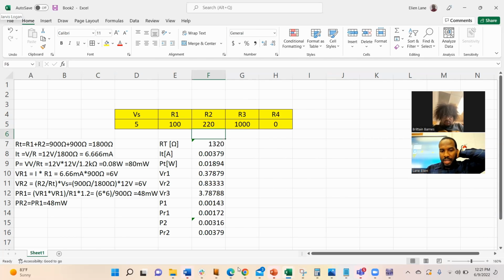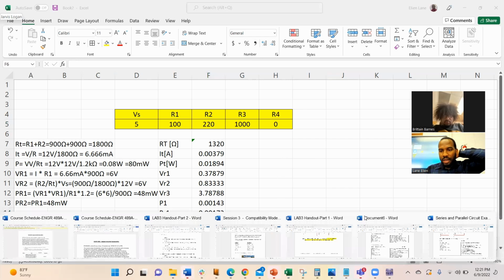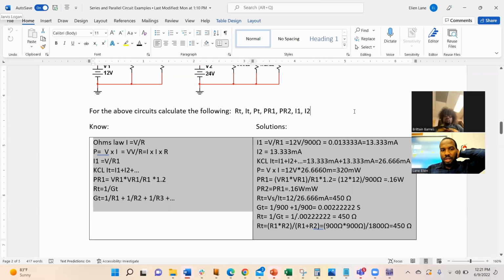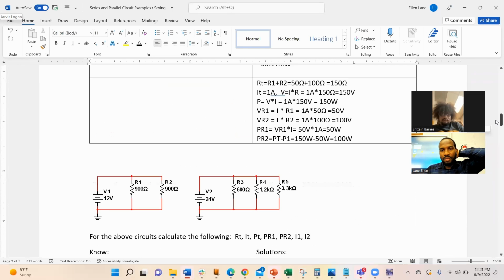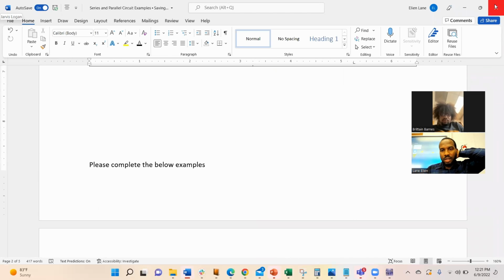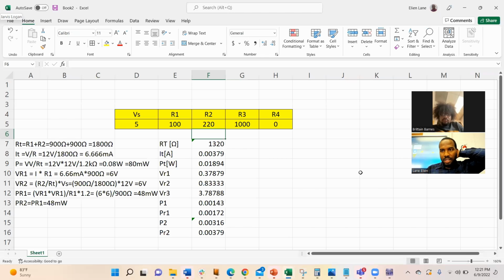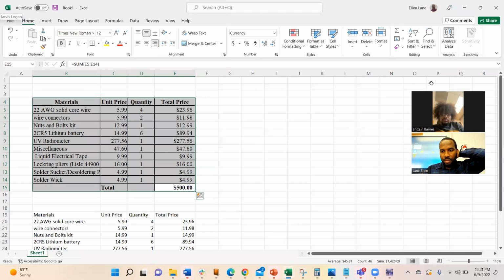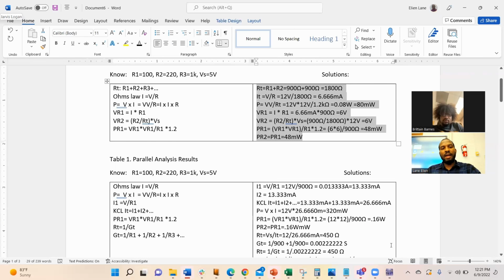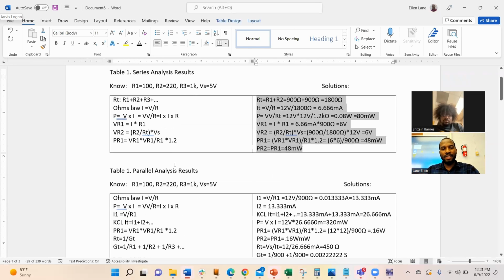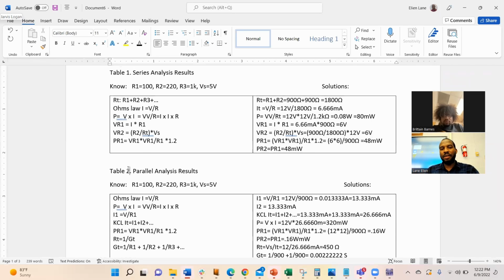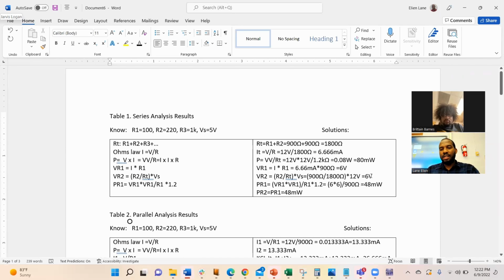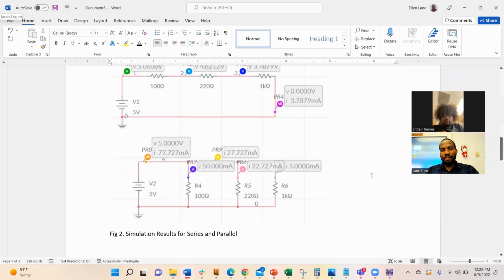So again, if you look at the lab handout, the sample lab report that I'm showing you, you can simply solve your problem. Okay, hold on, it's the wrong one. Close this. So this is your lab. Notice here we have the parallel analysis, and then we have the series analysis, right? So you put your answers here. Whatever answers you get, you put them in the table, right?